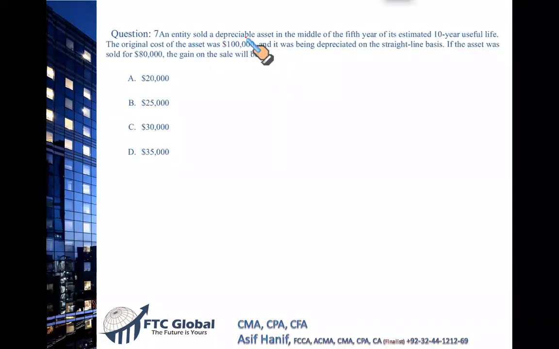An entity sold a depreciable asset in the middle of the fifth year, which means 4 years are over and we have just a part of the fifth year, which means 4.5 years. That's an important piece of information. An entity sold a depreciable asset in the middle of the fifth year, after 4.5 years from its purchase. This asset had a life of 10 years. The original cost of the asset was $100,000 and it was being depreciated on the straight line basis. If the asset was sold for 80, what is the gain?